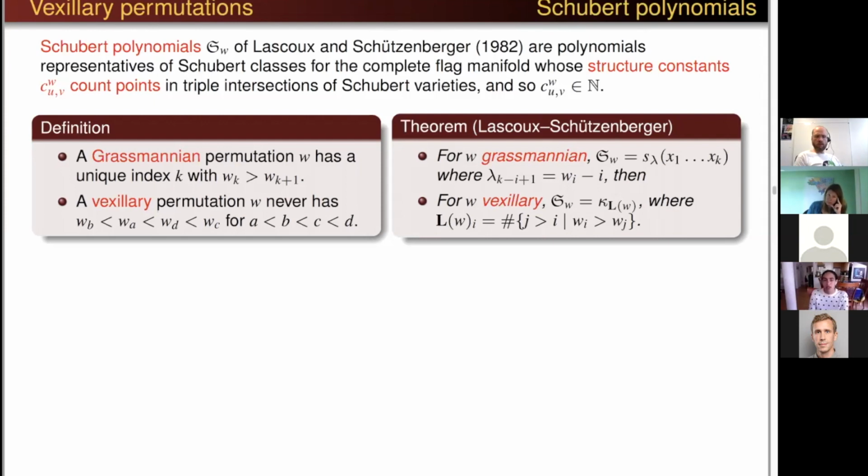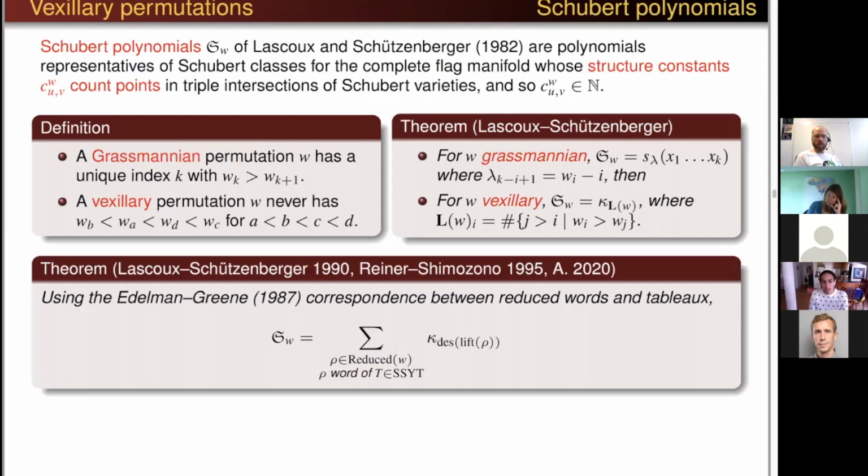More generally, Lascoux and Schützenberger sketched a proof, perhaps it is fair to say, that Schubert polynomials are positive sums of key polynomials. Reiner and Shimozono did a really beautiful paper analyzing all the combinatorics of key polynomials. I highly recommend that paper. And they gave a rigorous proof of this result, which is that a Schubert is a sum of keys. So what that vexillary condition tells us is exactly when the sum has a single term in it, but it's always positive.